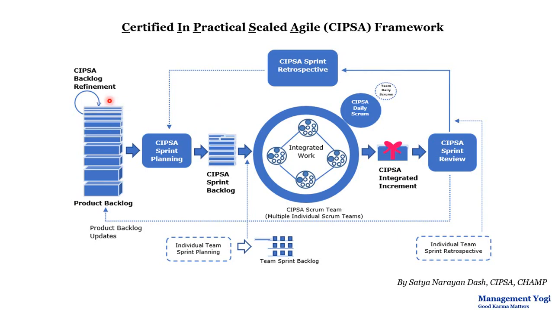As you can see, we have a product backlog which is a single one, and it goes through cross-team backlog refinement. Once it is refined, the product backlog with the product goal will be presented by the chief product owner to the CIPSA team in the CIPSA sprint planning meeting. By CIPSA team, I mean a combination of individual Scrum teams. So we have, say, 3 Scrum teams: Team A, Team B, Team C. Combined together, it will be called the CIPSA team.